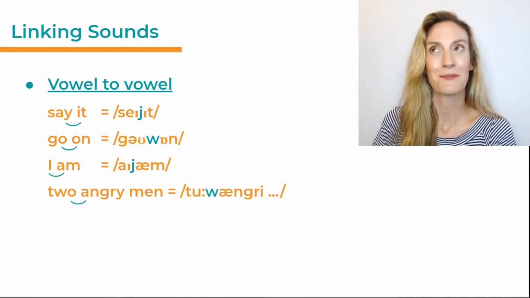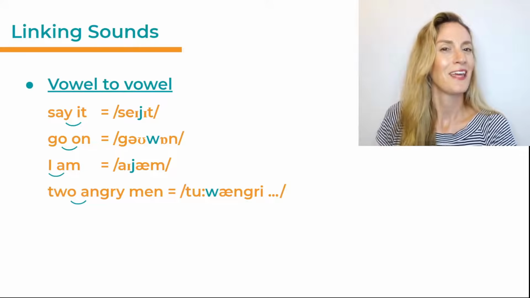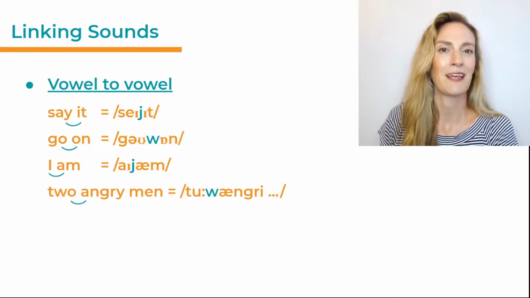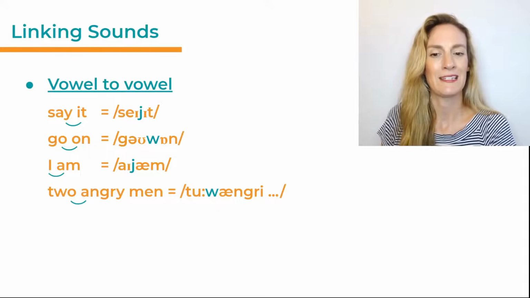Again, it helps sometimes if you put it in a sentence and you say the whole sentence fast, and then you'll be able to hear it more clearly. There were two angry men at the corner arguing. Two angry. W is in the middle.